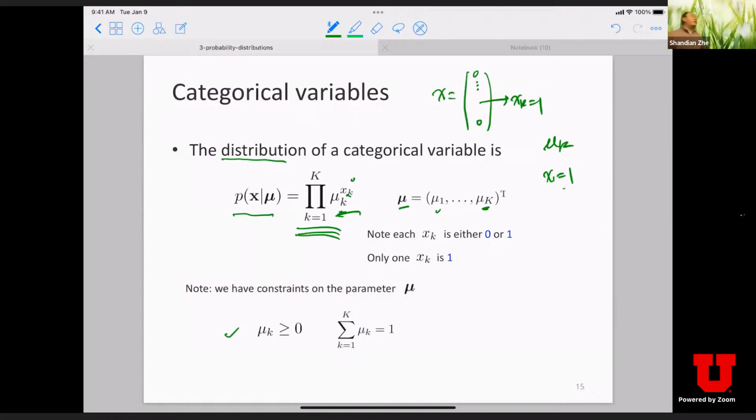And also we need to be careful because it is parameterized by this probability vector. That means each element in this mu vector will be non-negative because you don't have negative probability. And also their summation must be 1. Does it make sense? Any questions so far?